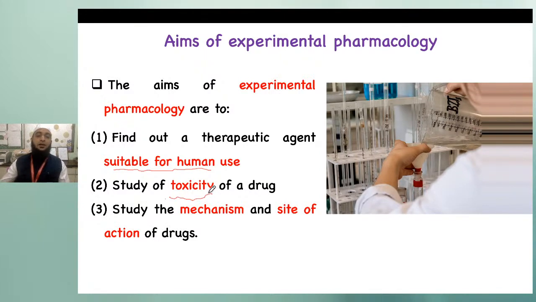The third aim is the study of the mechanism and site of action of the drug. In order to appropriately administer a drug and to optimize its pharmacological action, the pharmacologist and physician must know how the drug works, how it produces its pharmacological action. We have seen in case of paracetamol, it inhibits the COX enzyme and reduces the level of prostaglandin. This is called the mechanism of action. Likewise, we must know the site of action, so that instead of exposing the drug to the entire body, we can expose the drug to that particular site.